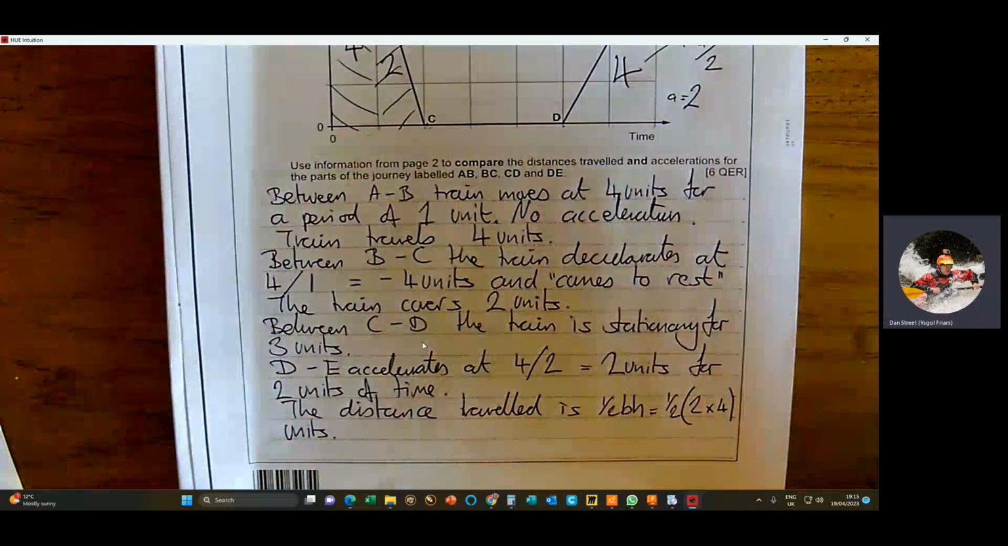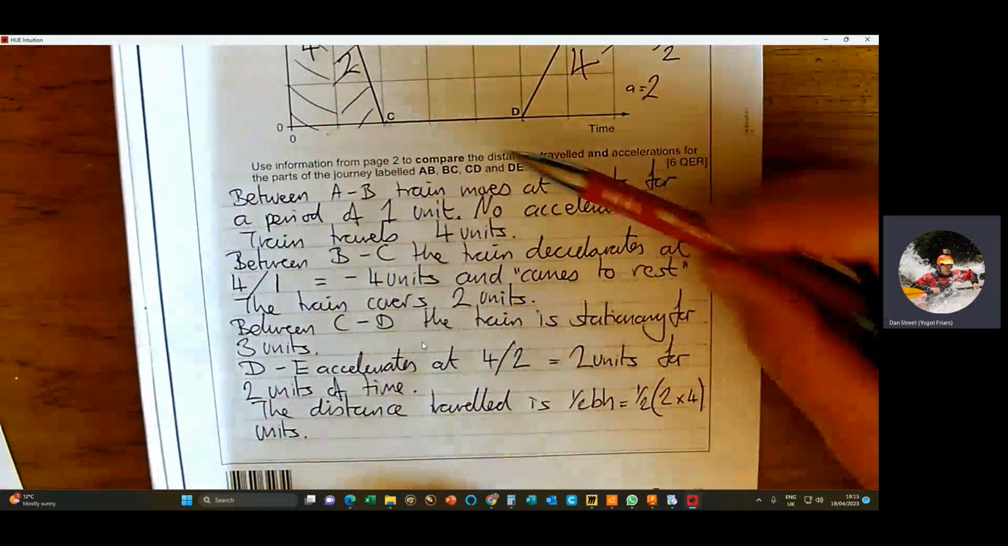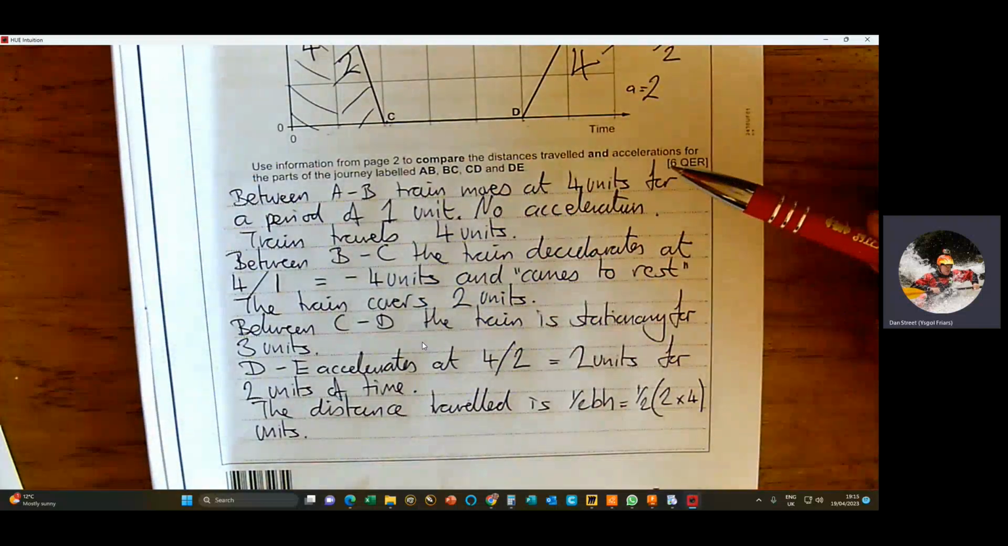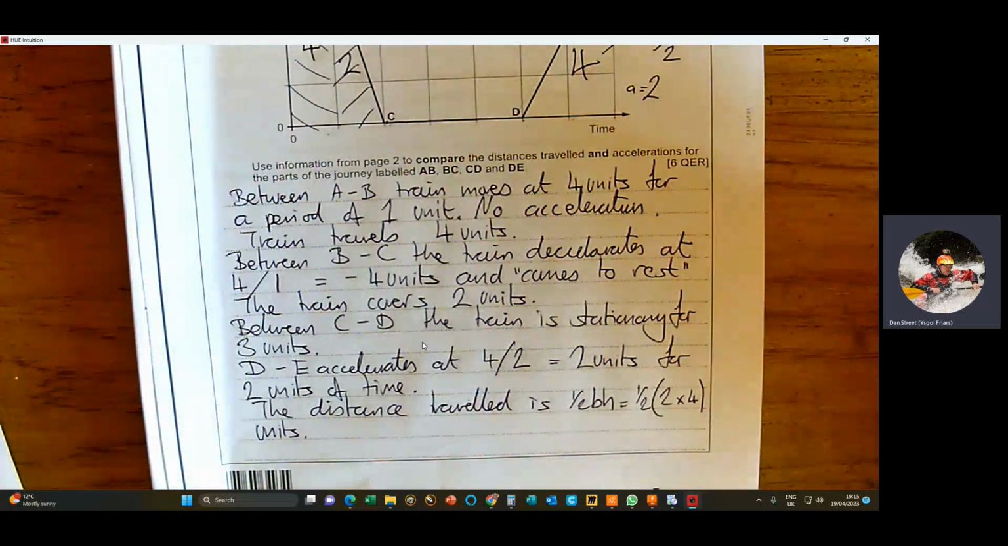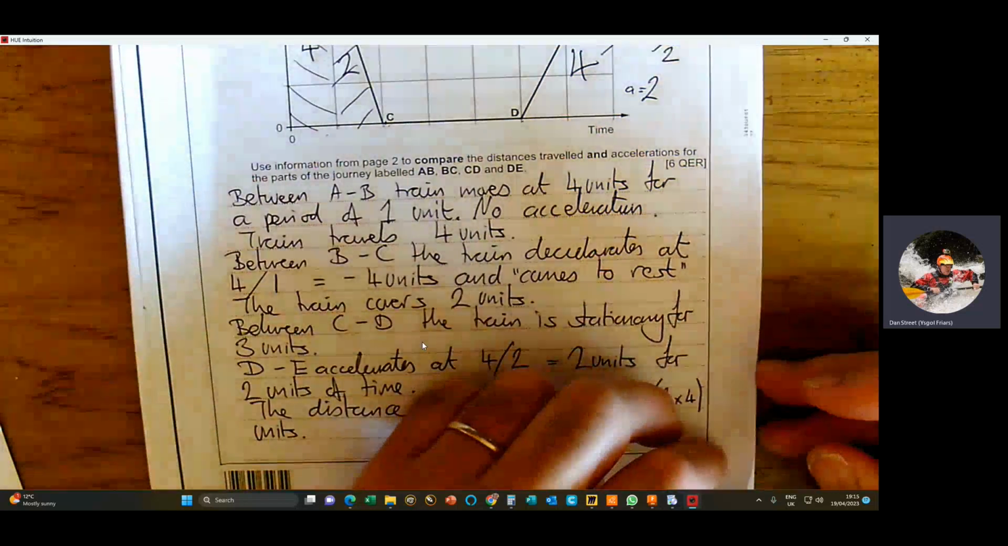Now, this is a QER question, so ideally this would be written out in a lot more sentence form, but because there's so much information to impart, it's quite difficult to do that. So I would hope that the examiner would be able to accept an answer like that. That's a bit more mathematical. Okay, moving on, because this is quite a big question.